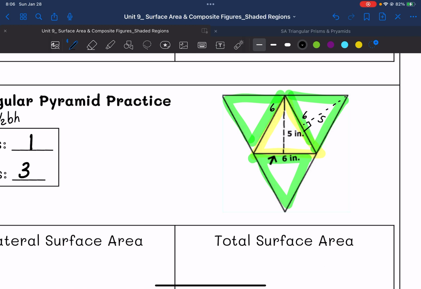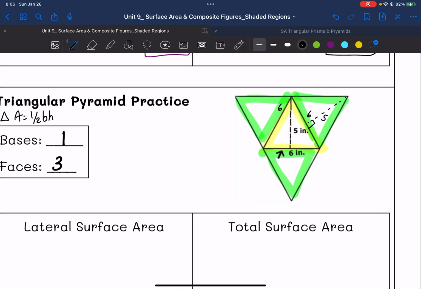Okay, so here I am going to try to do the T-chart, but here we're going to do it a little bit different. This is the base. It is a triangle, so I'm going to do that, and then we're going to do faces, which is the lateral, remember? And this is going to be a triangle times 3, and then the total.